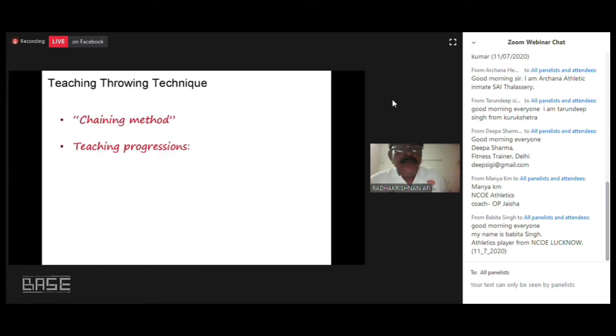There are two different methods of teaching a skill. I think many of our level 1 students are here. That is training and shaping. But in throwing, when we are teaching throwing, we generally use the chaining method. That is breaking the complete skill into different parts, and we should make sure that we are teaching the easier skill first and then going to the complicated one. For example, in the teaching progression, first is introduction of the implement, that is safety and grip.